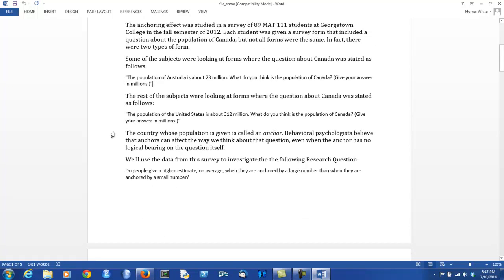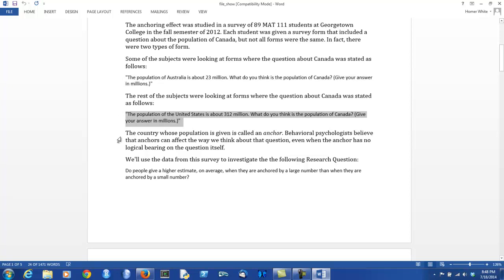Remember, there were 2 survey forms that were given out to people. People didn't know that different folks were looking at different survey forms, but some folks were asked to estimate the population of Canada after having been told the population of Australia, which is a rather small number. Others were asked to estimate the population of Canada having been told the population of the United States, which is a rather large number.